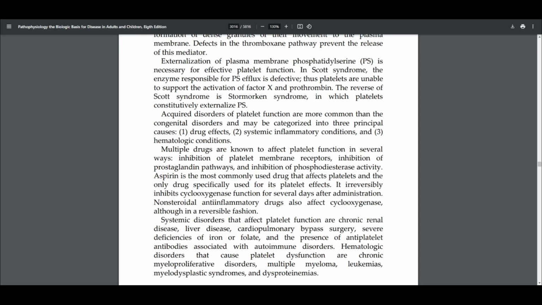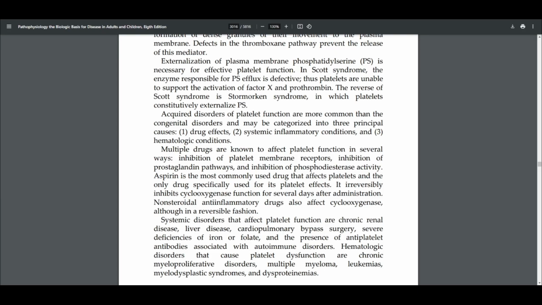drug effects, systemic inflammatory conditions, and hematologic conditions. Multiple drugs are known to affect platelet function in several ways: the inhibition of platelet membrane receptors, inhibition of prostaglandin pathways, and the inhibition of phosphodiesterase activity.